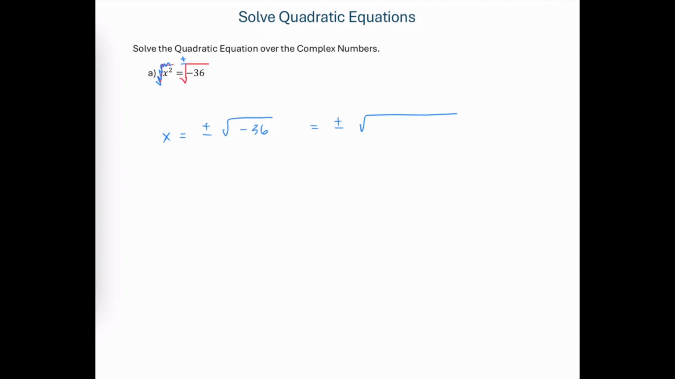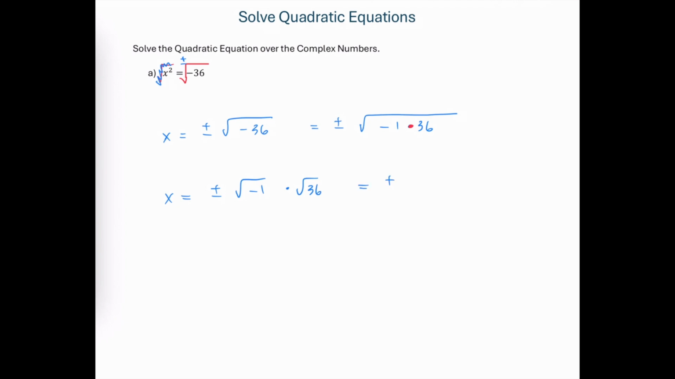This can be written as plus or minus the square root of negative 1 times 36. And because we have multiplication under the radical, we can split that radical. So let's wrap around and anchor the left-hand side again with our x. We have plus or minus. Splitting the radical, we now have the square root of negative 1 times the square root of 36.